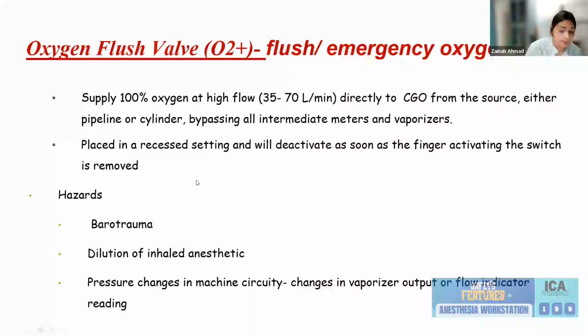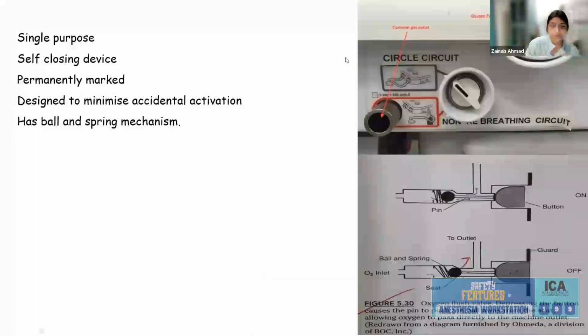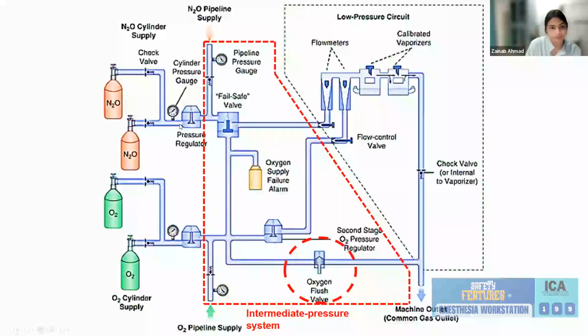But it also has disadvantages. If you continuously press it in the inspiratory phase, it may cause barotrauma. It can also cause dilution of inhaled anesthetic agents. Whenever you press the oxygen flush, there may be back pressure in the machine circuit, and there may be changes in the vaporizer output or the flow indicators. So it is very deliberately made as a single purpose, self-closing device. It is permanently marked, designed to minimize accidental activation, and is a ball and spring mechanism.